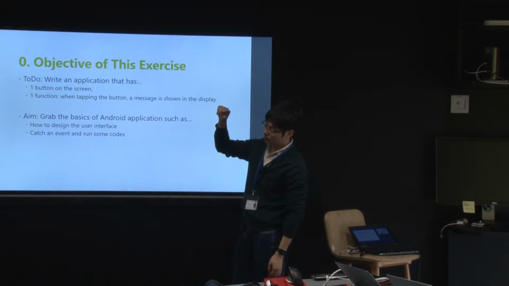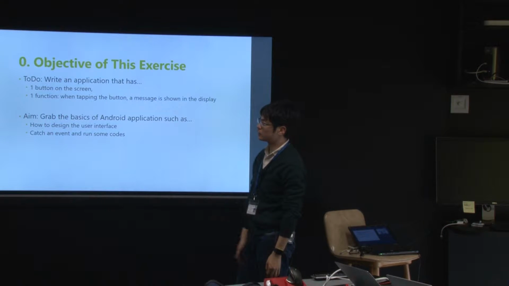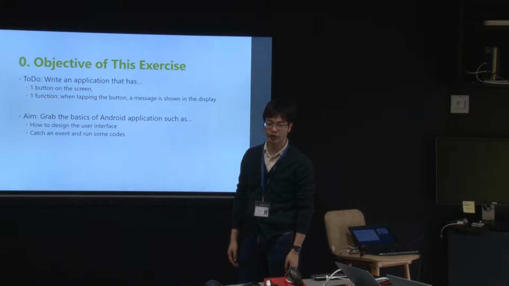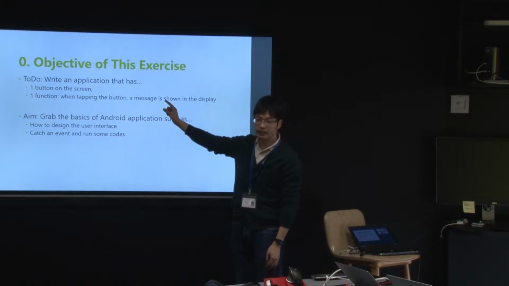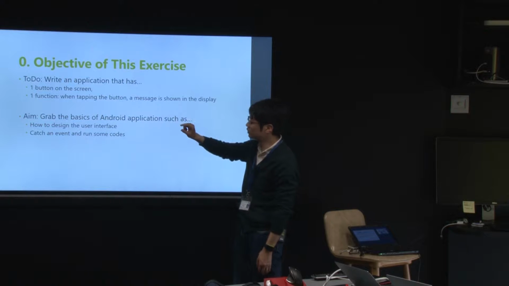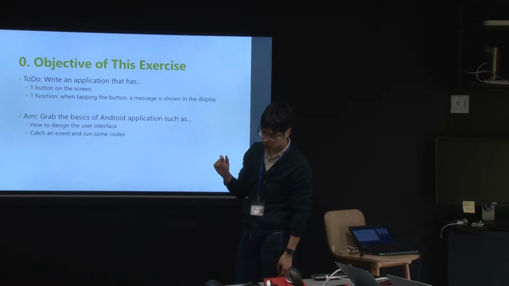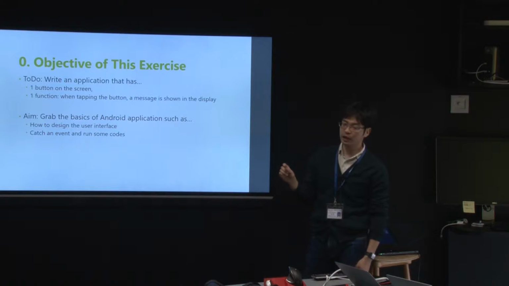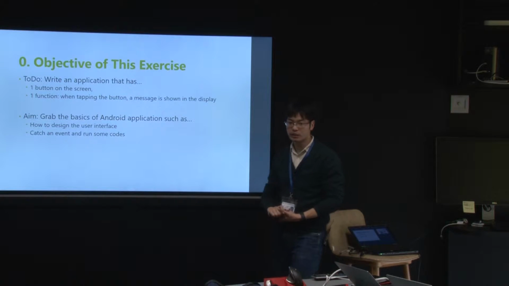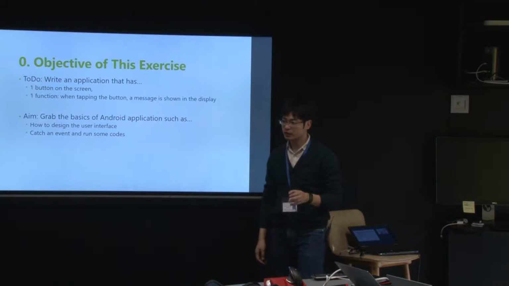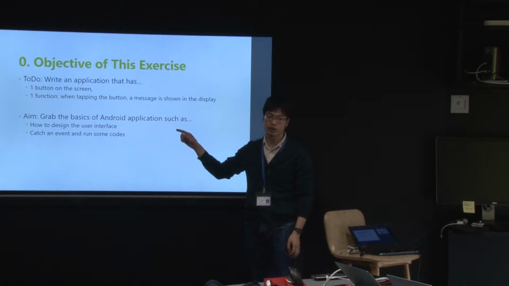Now the application is completely empty, so you have to put a button on the screen and bind a function to the button. When tapping the button on the screen, a message should appear on the screen. And in this lecture, you can grasp the basics of Android applications, such as how to design the user interface.